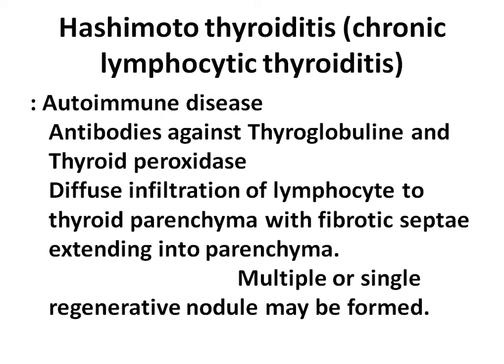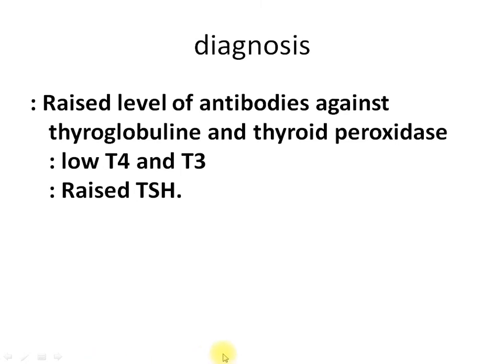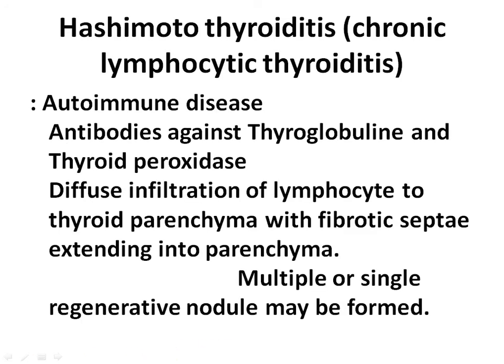In this condition, there is diffuse infiltration of the lymphocytes into the thyroid parenchyma with the fibrotic septa extending up to the parenchyma. So in this we can see there is diffuse infiltration of the lymphocyte. That is why we call it chronic lymphocytic thyroiditis. Here we can find multiple or single regenerative nodules in this condition.